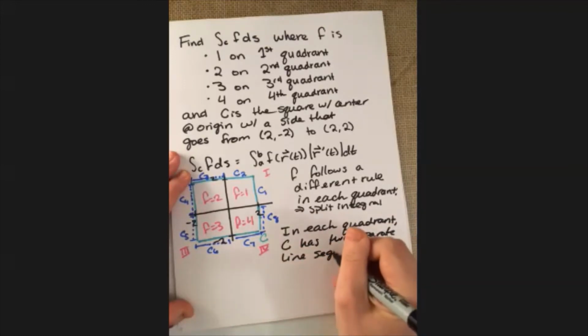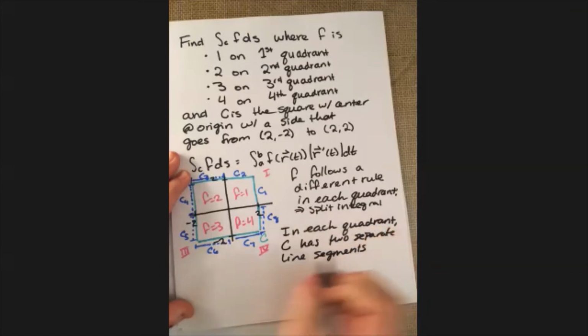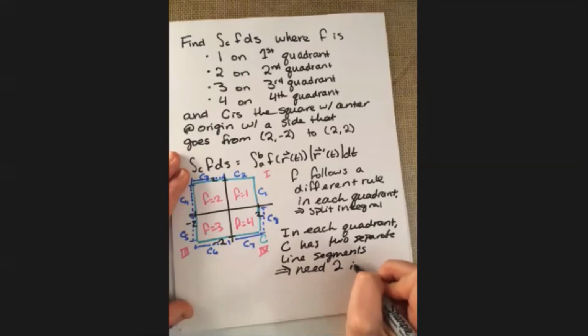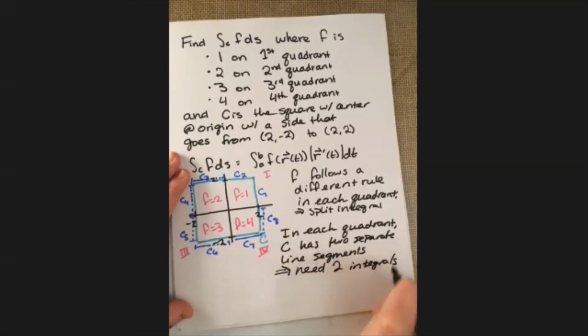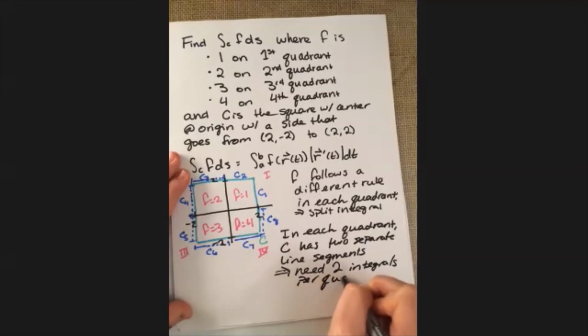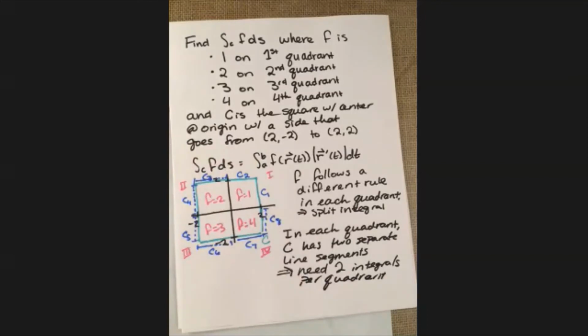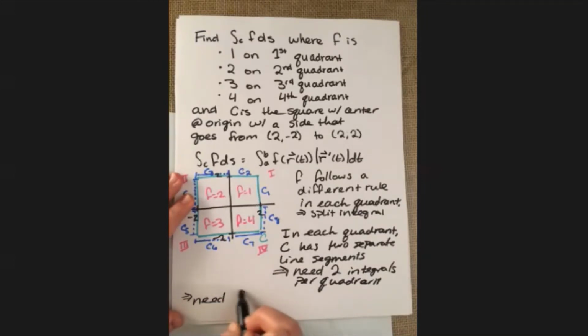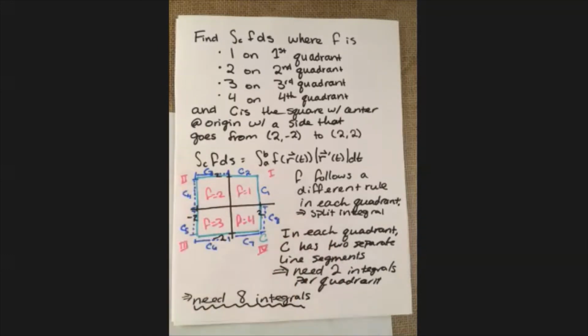And we need an integral for each one of these too. So we're going to ultimately need 2 integrals per quadrant. And what this means is that we now have to split up our integral that had been so nice and tidy, just an integral over a curve of f. We need 8 integrals, one for each one of these little segments here. So yay, lots of fun.